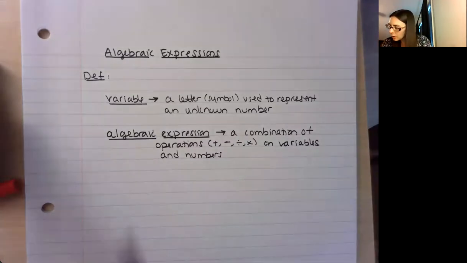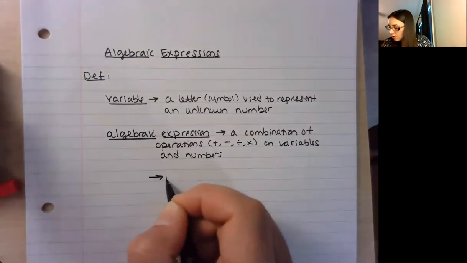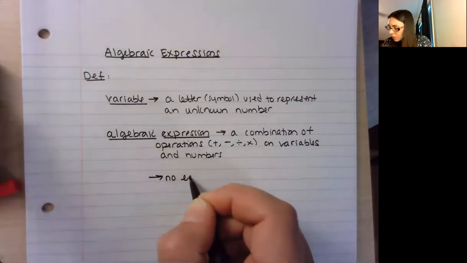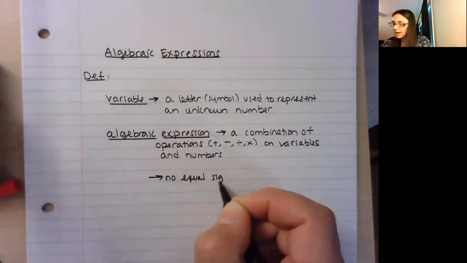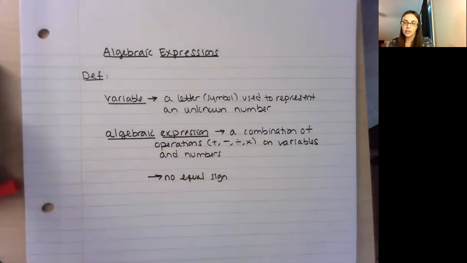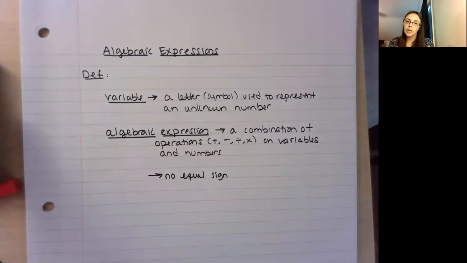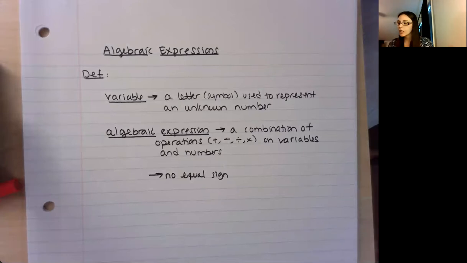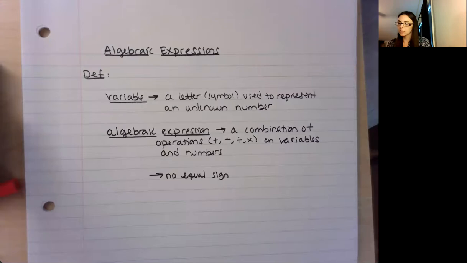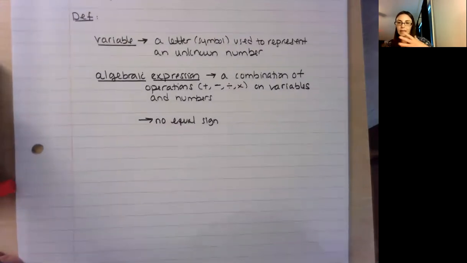One thing you do want to note though is that there is really no equal sign in an expression. We're not solving here to get like an equation. We'll see that in a little bit. But it's really just a combination of operations on variables and numbers. And these can also include grouping symbols. Exponents are fine too. But no equal signs really, unless you're plugging in and solving some values.